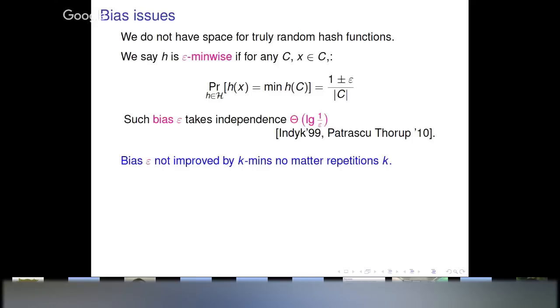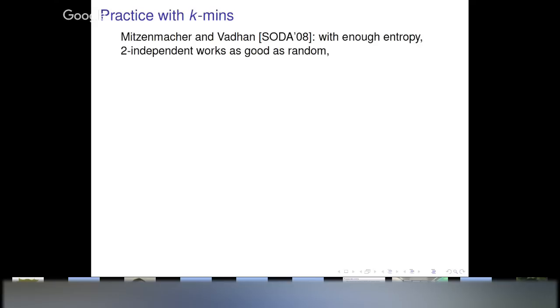And so, of course, if you have bias, then it doesn't help with all the repetitions. And does it matter in practice? There's a very nice paper of Mitzenmacher and Vadhan that put a lot of theoreticians at ease, which said that if you have input with enough entropy, then two-independence works as well as random in almost all contexts.